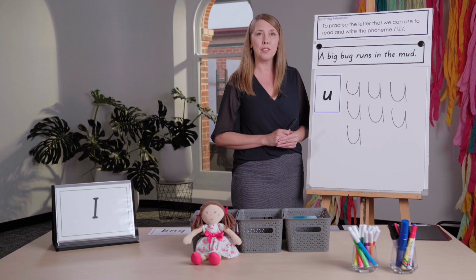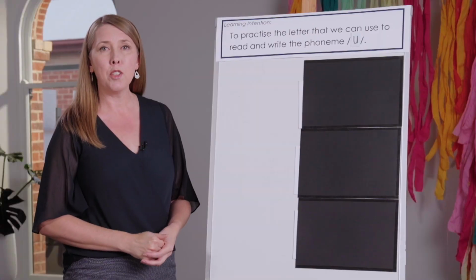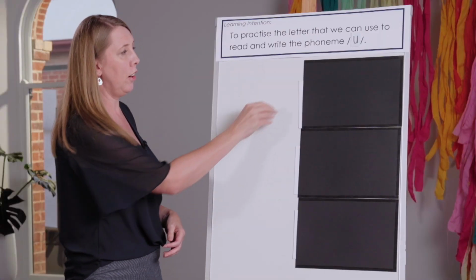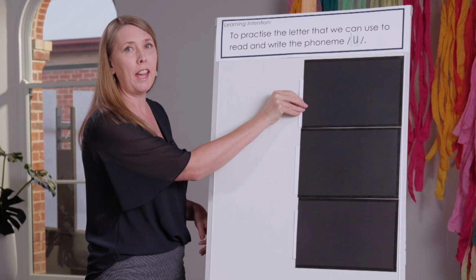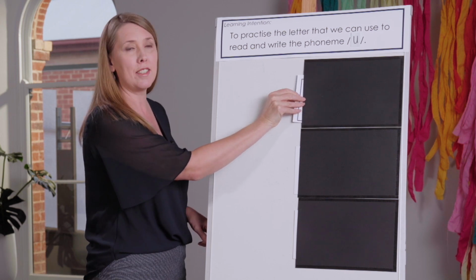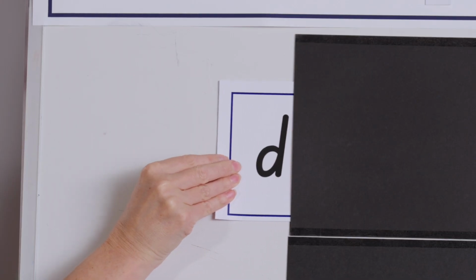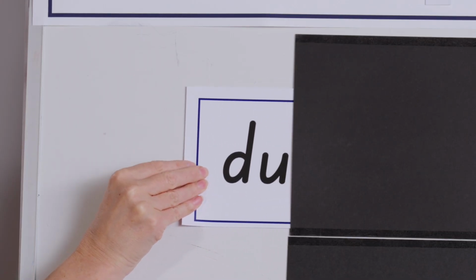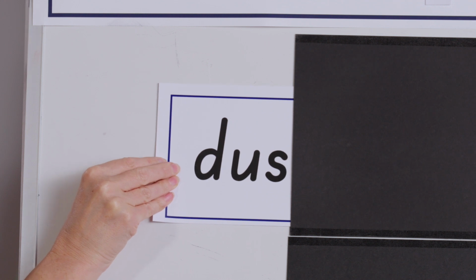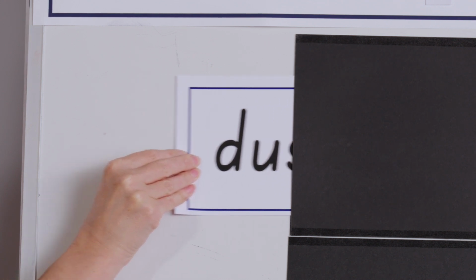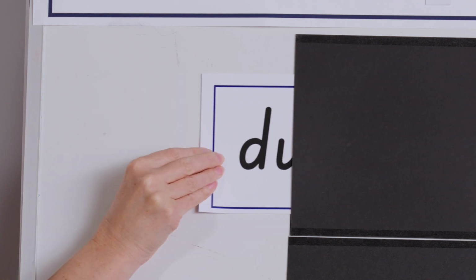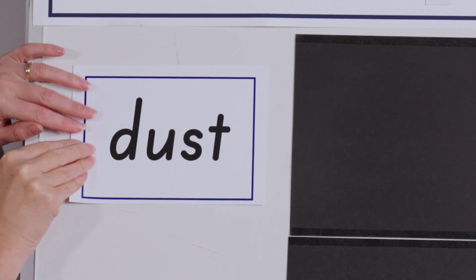We're going to blend some words now that have the letter U in them, but I'll need to clear off my board first. Are you ready to read some words? Remember, I will pull the word out of the envelope and you can say the graphemes as you see them, and then we'll blend it together at the end. Are you ready? D, u, s, t. Let's do it a little bit faster. D, u, s, t. Dust.